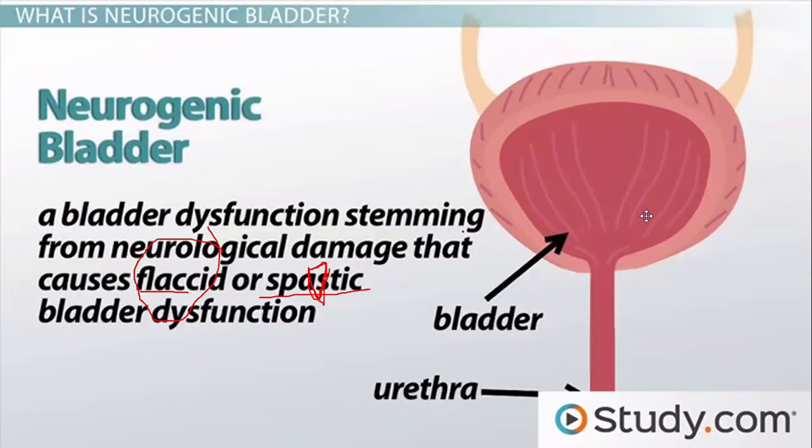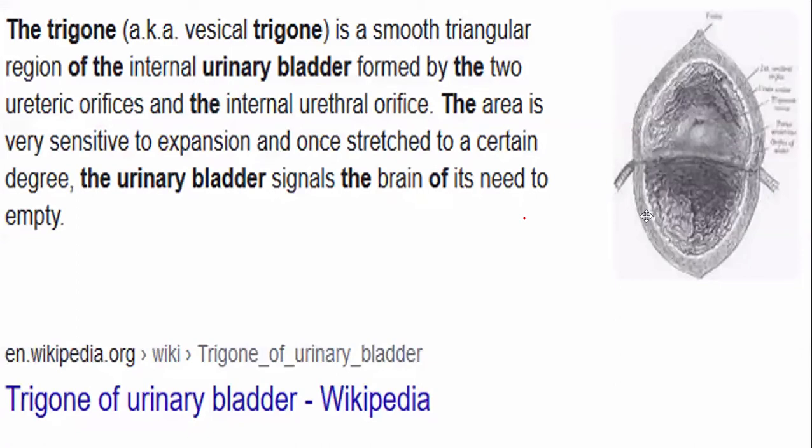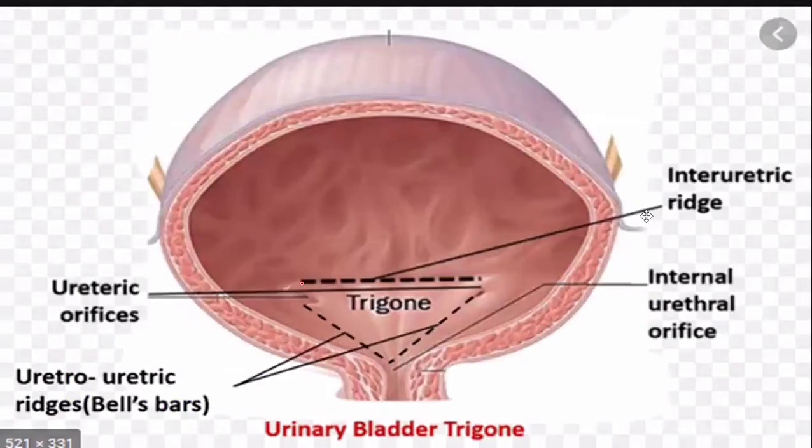Okay. So I just would like to share this one also. The trigone. The trigone is a favorite board exam question. What is the trigone? For example, this is the urinary bladder. The trigone is the triangle that is formed from the right ureteric orifice, the left ureteric orifice, and the urethral orifice. So the triangle that is formed there is the trigone.